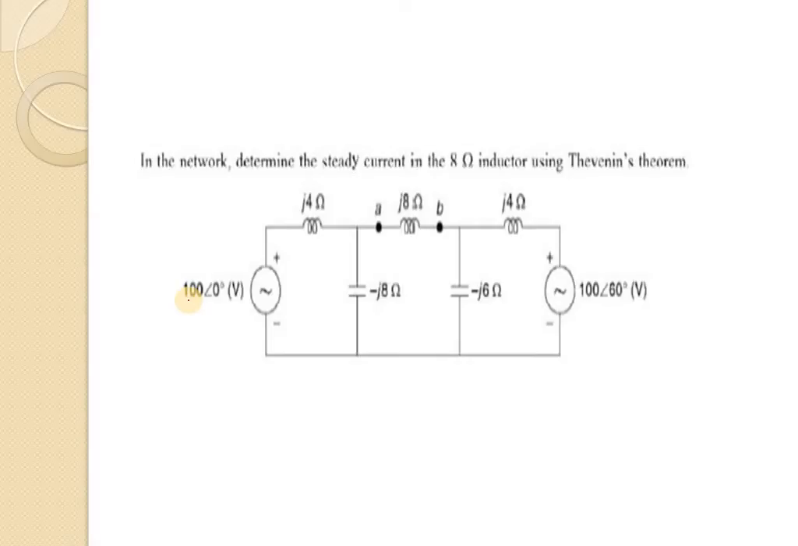Here we have taken one network, and we have to determine the steady current in the 8 ohm inductor using Thevenin's theorem. We have to calculate the current through the 8 ohm inductor, that means this branch. This current we have to calculate by using Thevenin's theorem.